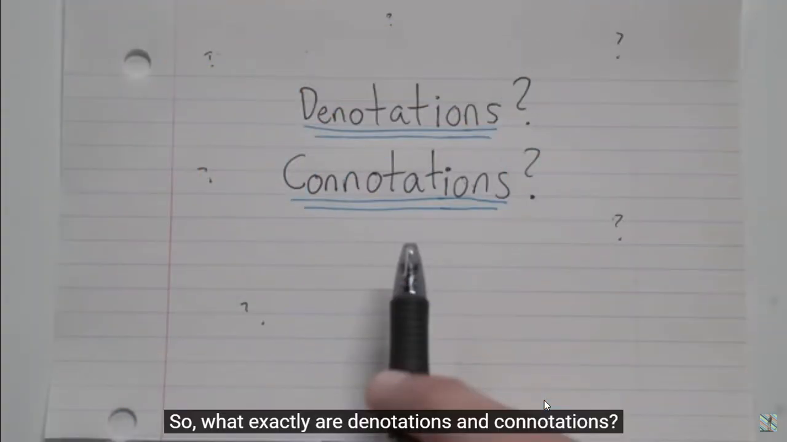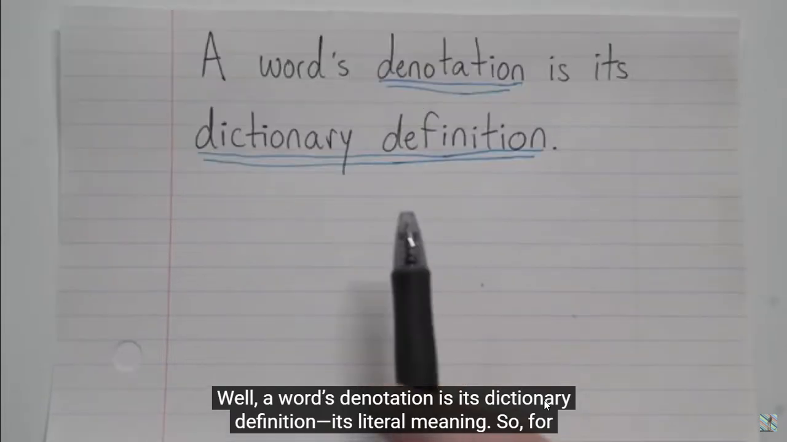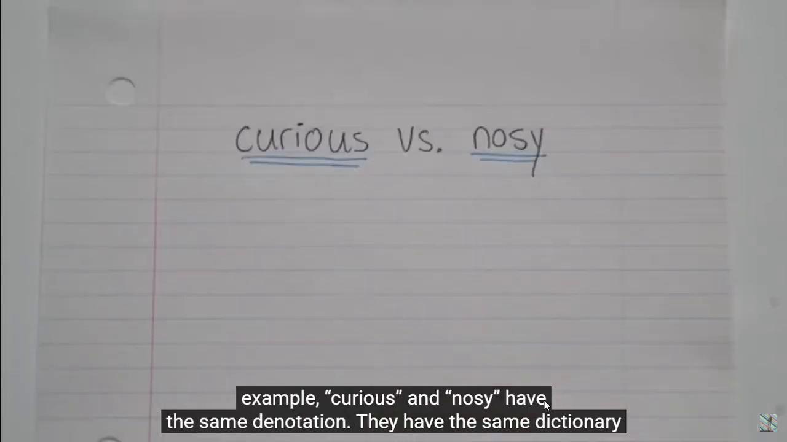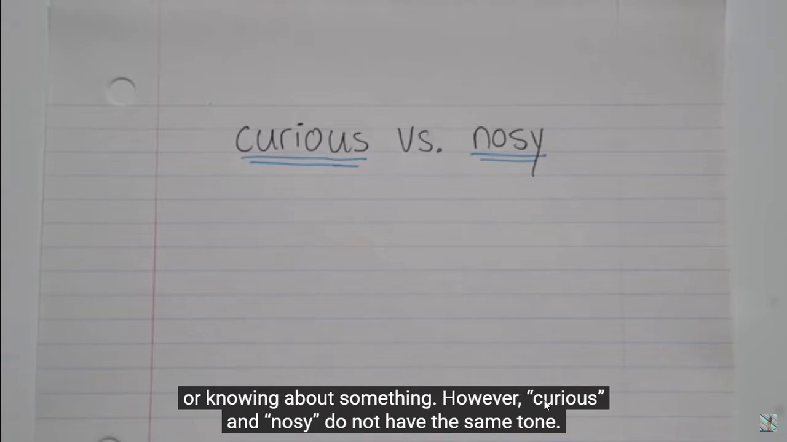So what exactly are denotations and connotations? Well, a word's denotation is its dictionary definition, its literal meaning. So for example, curious and nosy have the same denotation. They have the same dictionary definition. They both mean that you are being inquisitive, that you are interested in learning or knowing about something.